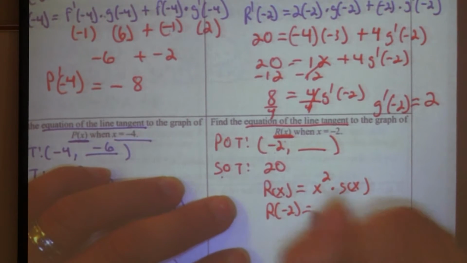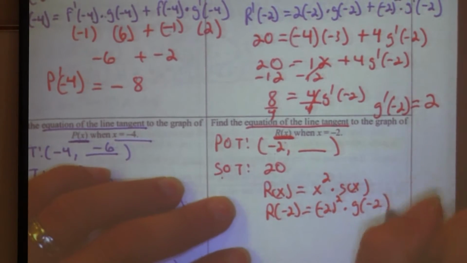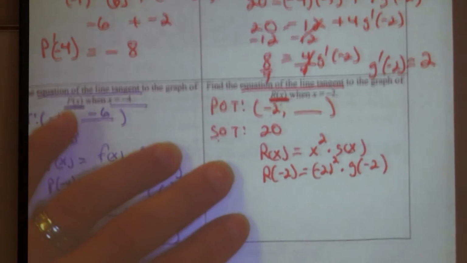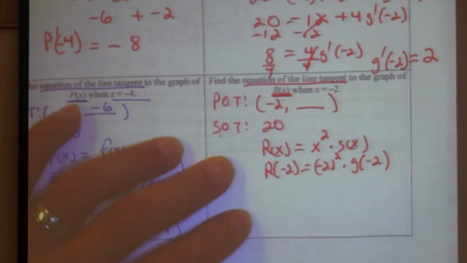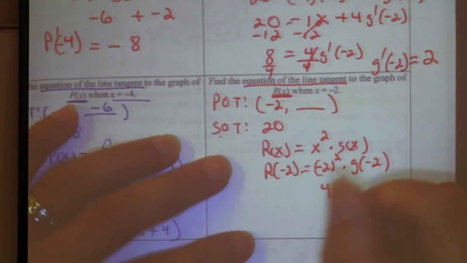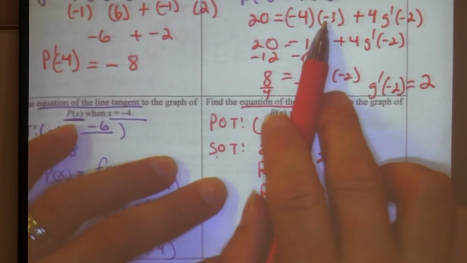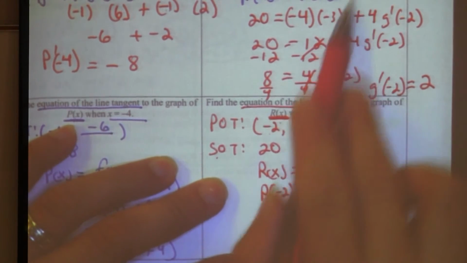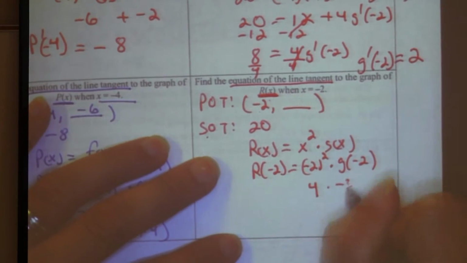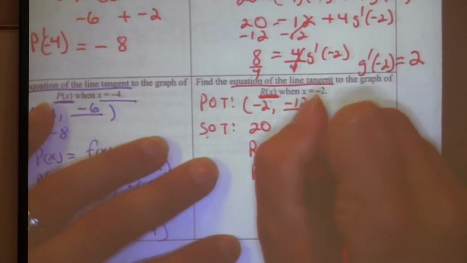Negative 2. That's going to give me negative 2 squared times g of negative 2. What's negative 2 squared? 4. What's g of negative 2? Did we already do that one up there somewhere? Negative 3? Yeah, right here, right? So that gives me negative what? 12? That's the value that goes here.